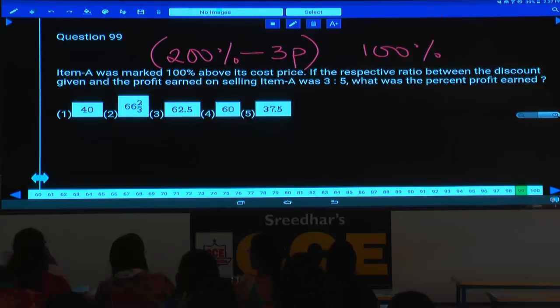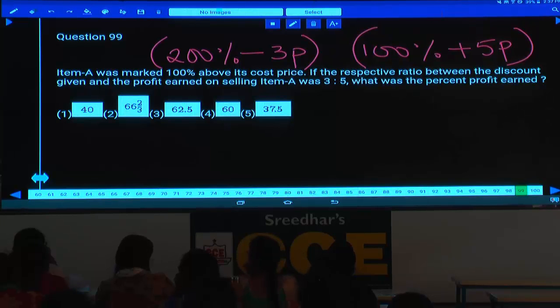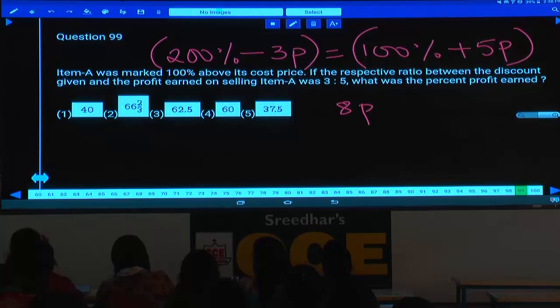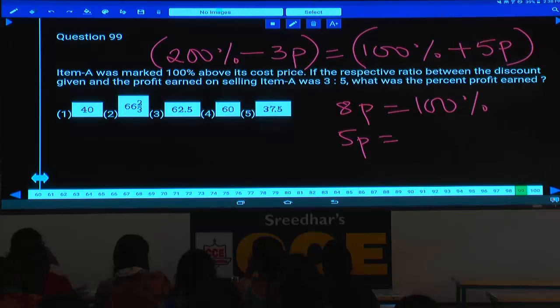Yes or no? And 100% is cost price, and how much profit you are getting? 5 parts. That means cost price plus 5 parts. This is also equal to selling price. 200% minus 3 parts is selling price. 100% plus 5 parts is also selling price. That means both should be equal. Take 3 parts negative to the right hand side, that becomes 8 parts. 8 parts is equal to 200% minus 100%, that is 100%. 8 how many times is 100? 12 and a half. You are asked about profit, that is equal to 5 parts. 5 into 12 and a half, 62 and a half.